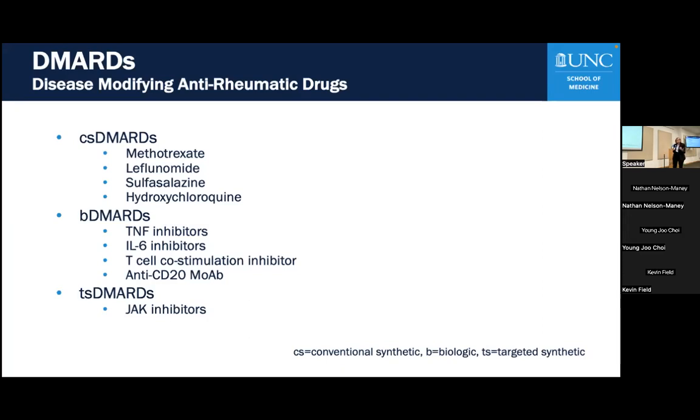There are some patients who respond beautifully to TNF inhibitors, and that's great, but many patients do not respond. And that has led to lots of new therapeutics: IL-6 inhibitors, T-cell co-stimulation inhibitors, and anti-CD20 monoclonal antibodies. And each of these drugs, I'm going to show you in a minute, work at a particular area that we talked about in this pathophysiology of rheumatoid arthritis. And more recently, we have our targeted synthetic DMARDs, our Janus kinase inhibitors.